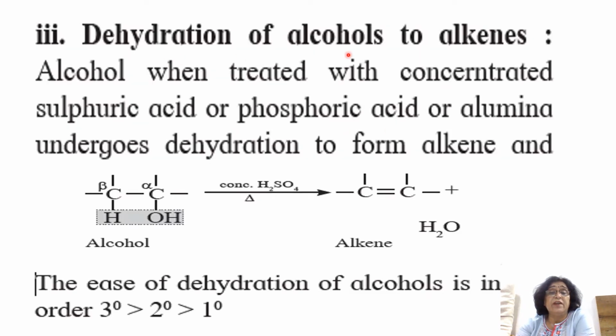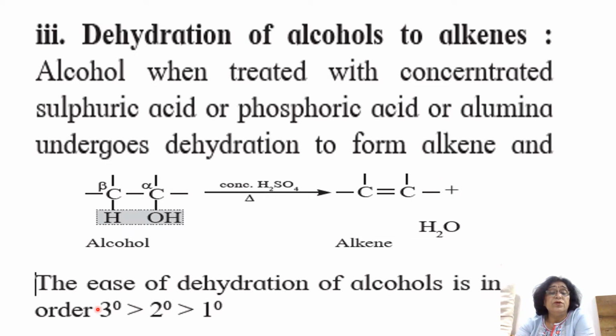Then dehydration of alcohols to form alkenes. Alcohols when treated with concentrated sulfuric acid, the elimination of water takes place and the alkene is formed. So this reaction is called the dehydration of alcohols. So in this, if the alpha carbon is holding OH and the beta carbon has H, so the H and OH from the adjacent carbons are removed, water is given out, and alkene is formed.